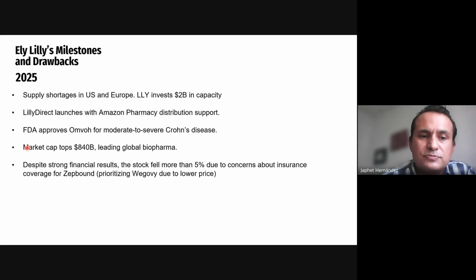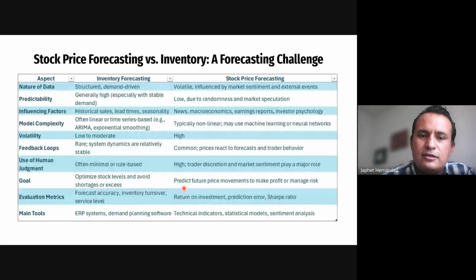Some companies, despite the strong financial results, were reluctant to continue covering Zepbound as the drug for weight loss. In this case, they prioritized another drug, the competitor Wegovy, due to the lower price. So if we go forward in a moment to 2025, we will see that drop in the values.